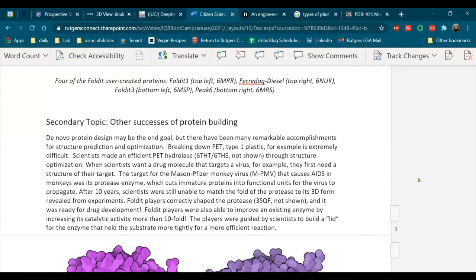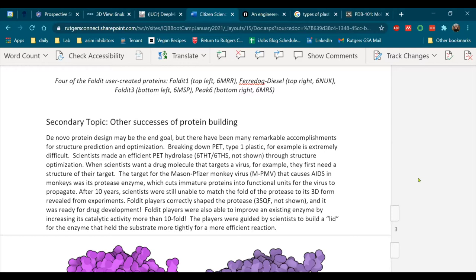When scientists want a drug molecule that targets a virus, for example, they first need a structure of their target. The target for the Mason-Pfizer monkey virus, which causes AIDS in monkeys, was its protease enzyme, which cuts immature proteins into functional units for the virus to propagate. After 10 years, scientists were still unable to match the fold of the protease to its 3D form revealed from experiments. FoldIt players correctly shaped the protease with the PDB ID, and it was ready for drug development.